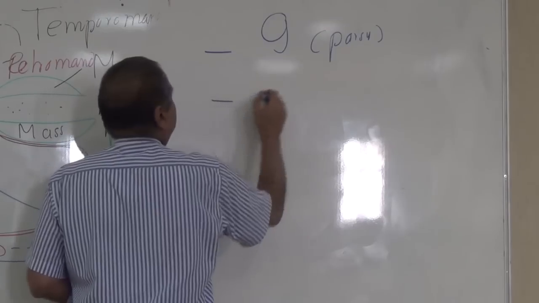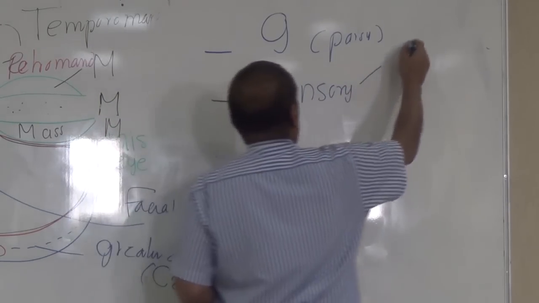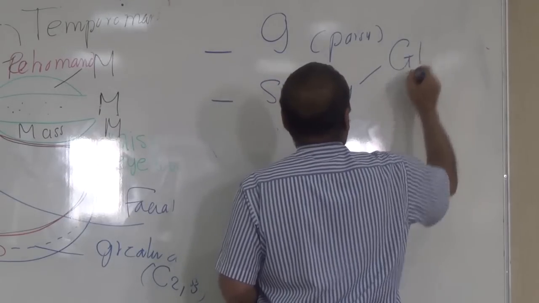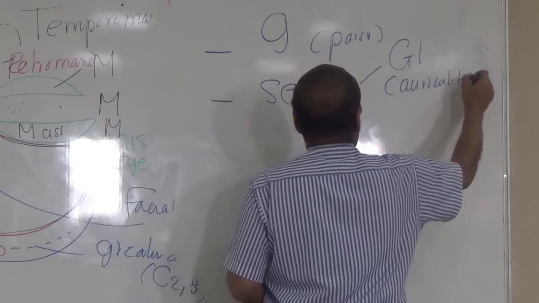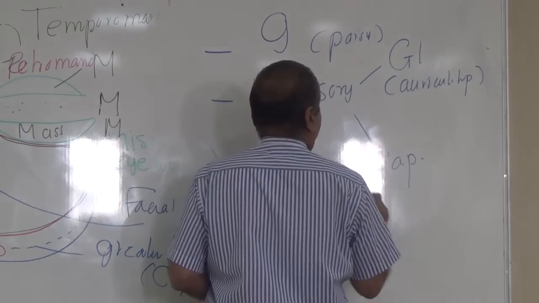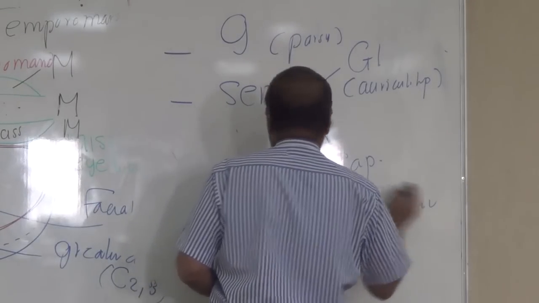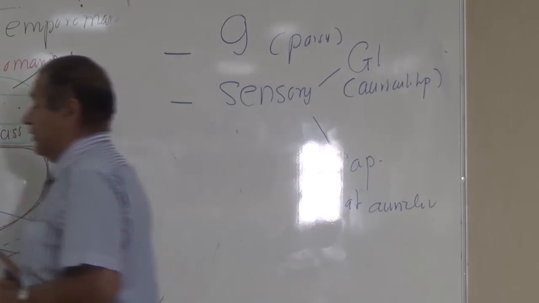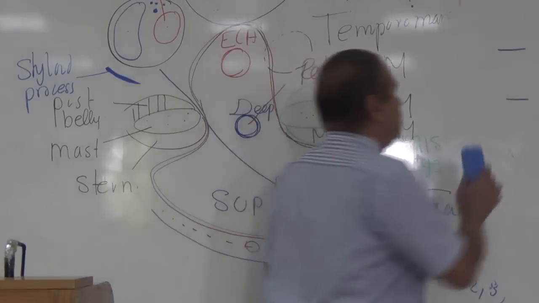It gets sensory nerve supply for the gland itself by the auriculotemporal nerve, and for its capsule by the great auricular nerve, which comes from cervical 2 and cervical 3 and is found in the superficial fascia. This is by far the common thing about the parotid gland.